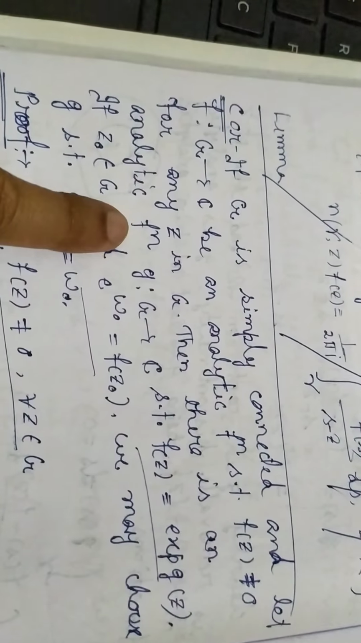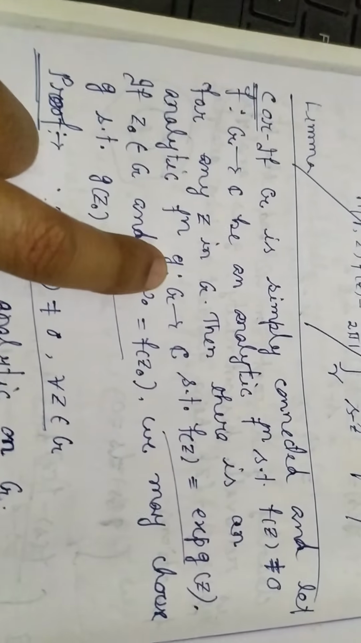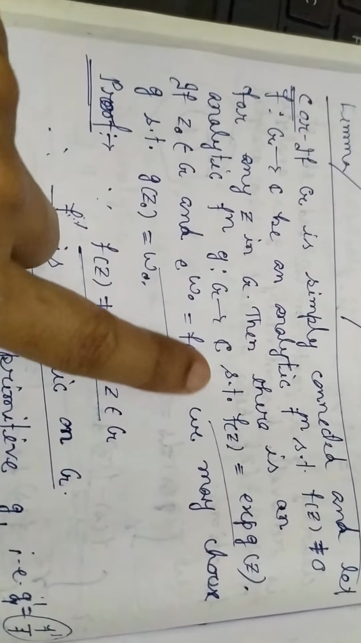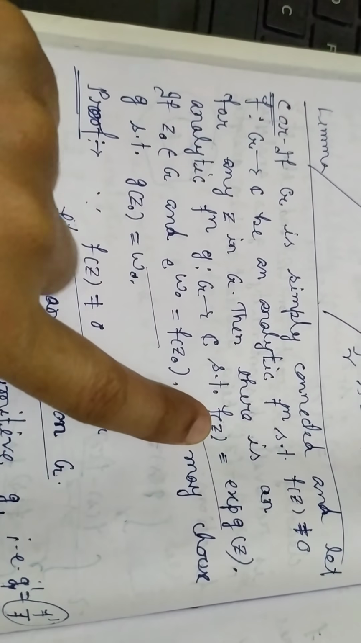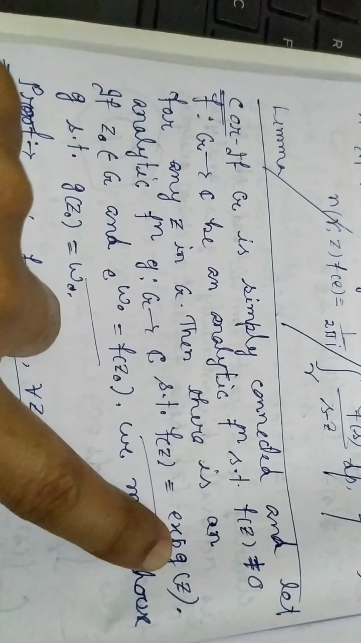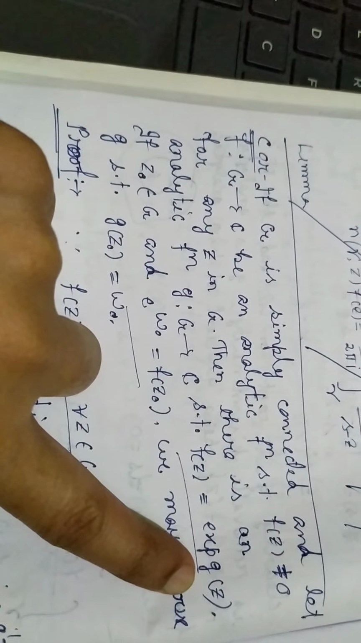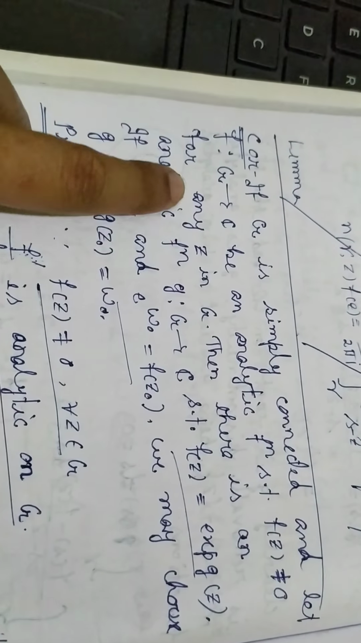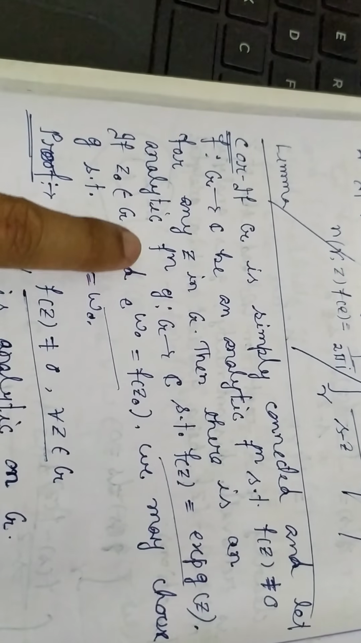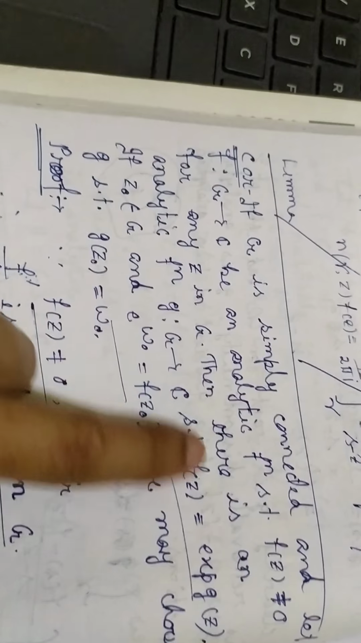Then there is an analytic function g. There must always exist an analytic function g from Z to C such that f(z) can be written as the exponential of this analytic function g(z). So this we have to establish. If you can establish this, then there is another consequence.